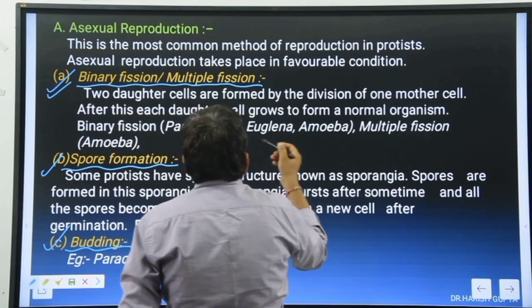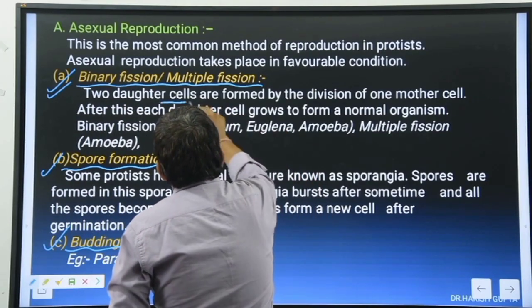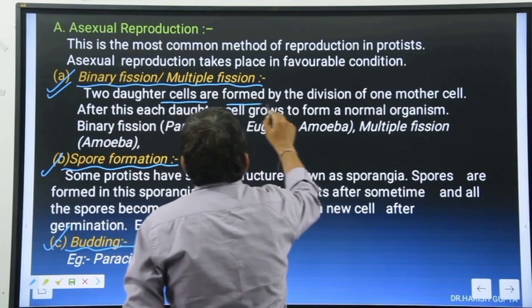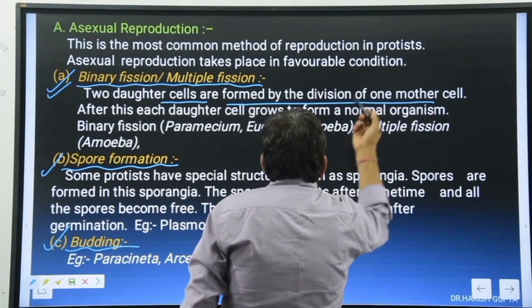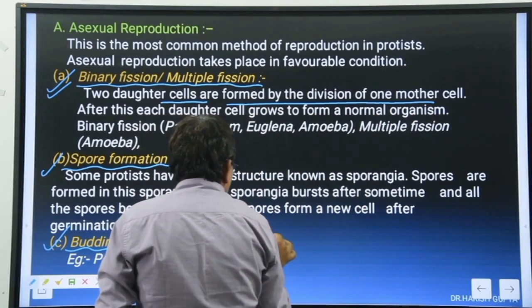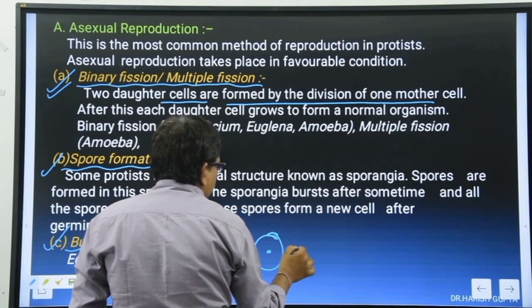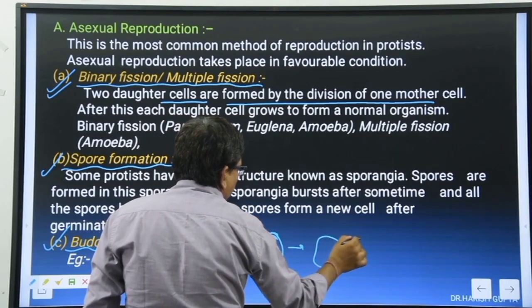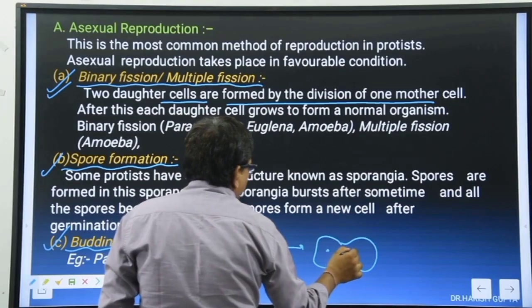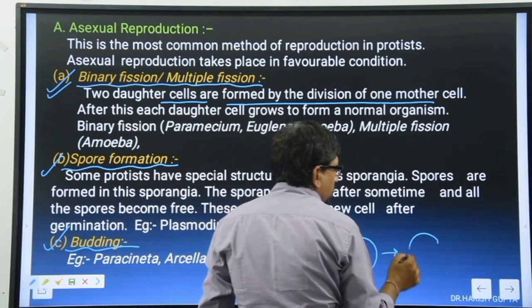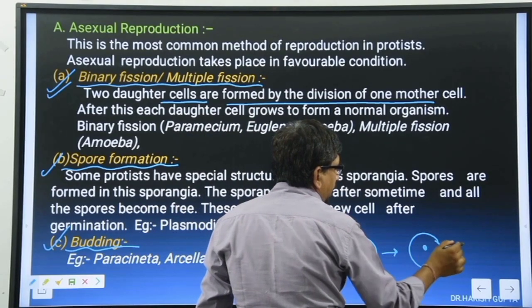Binary fission is mainly seen in these protists. Two daughter cells are formed by the division of one mother cell. Very simply, it is a single cell divided into two equal halves, and they make two daughter cells, like an amoeba. We studied amoeba, remember.